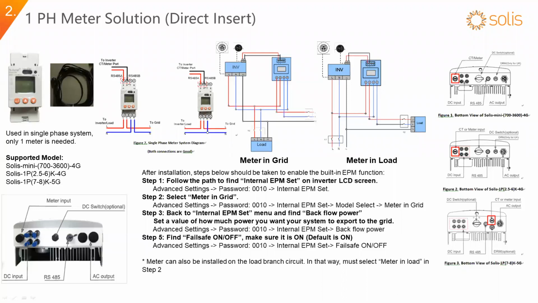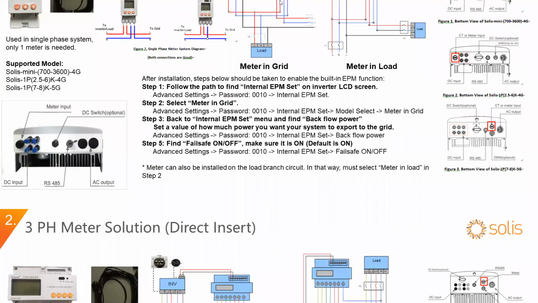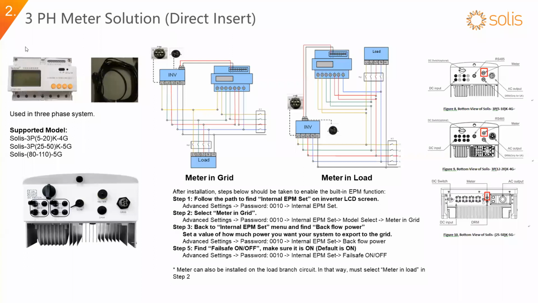And then we will talk about the three-phase meter. Three-phase meter will have two types. One is a direct insert type. For the direct insert type, we will supply a meter and also a communication cable in the package. And then those three series of models can support this connection because it has this meter port at the bottom.